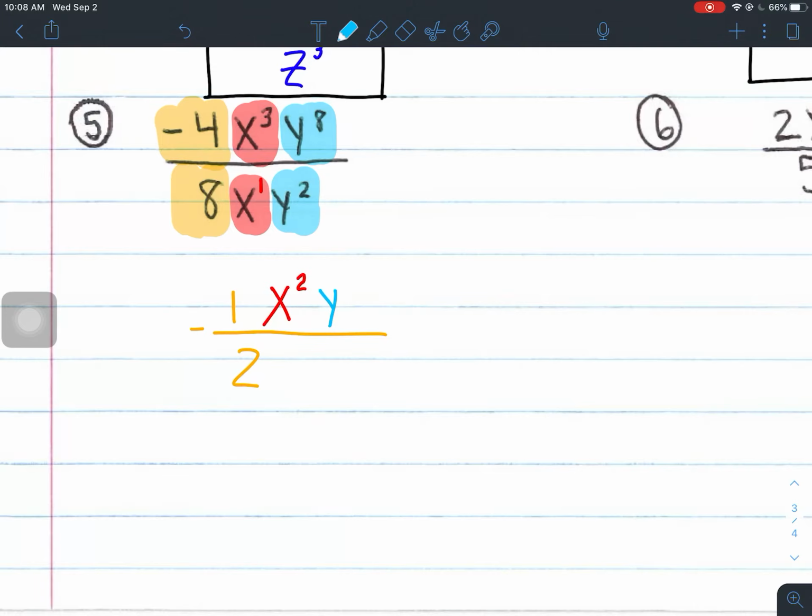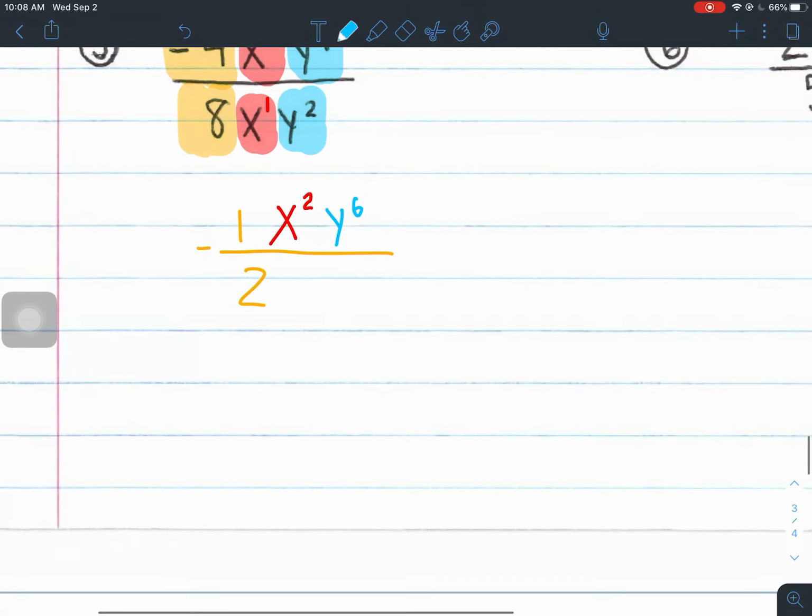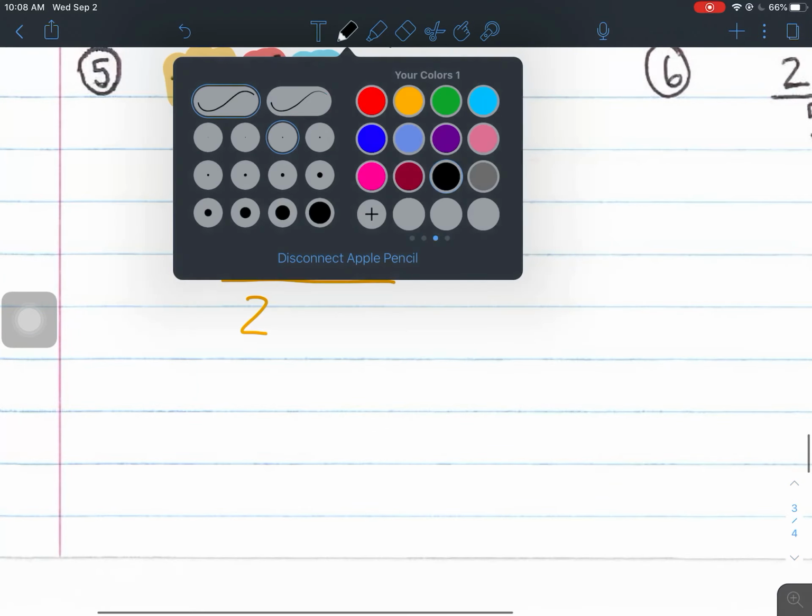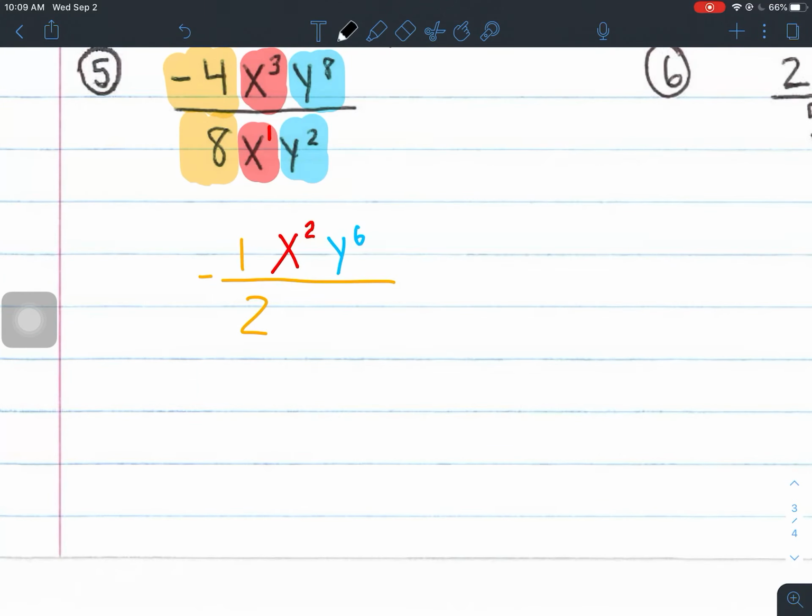There's more y's in the numerator. How many more? There's 6 more because 8 minus 2 is 6. So this is as simple as it can get. So I'm going to go ahead and make this look a little bit nicer, and I'm going to center my 2. So it'll be -1x squared y to the 6th divided by 2.